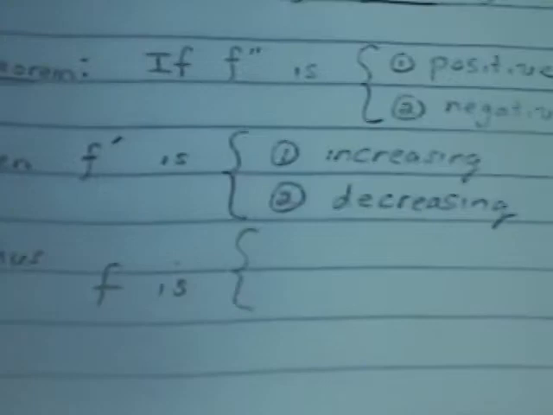If f prime is increasing, then f is what? If f prime is increasing, concave up. And if f prime is decreasing, then f is concave down.